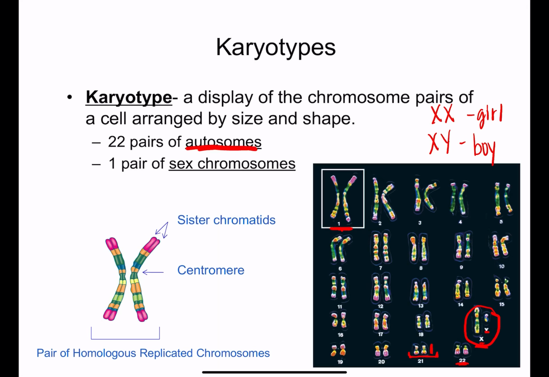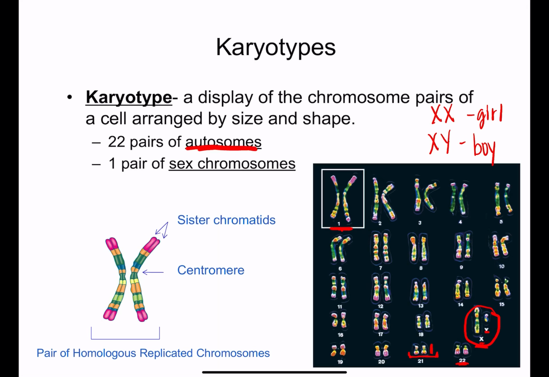These have to be generated. And so basically what they do is they find cells that are in mitosis, and they freeze them and they manipulate the chromosomes to put them in a karyotype. So they don't look like this in the cell. But they are used to display genetic disorders. So you could see a chromosomal genetic disorder in a karyotype.